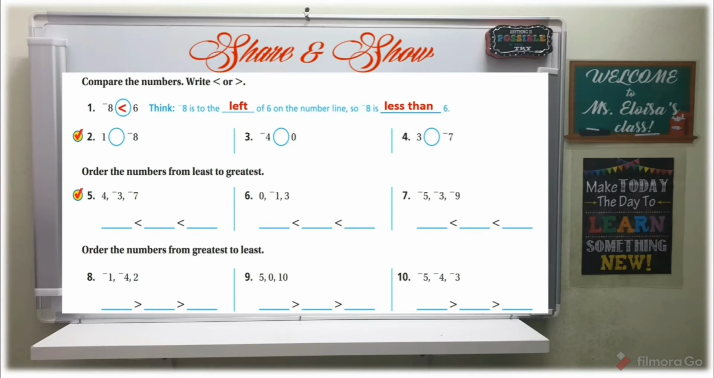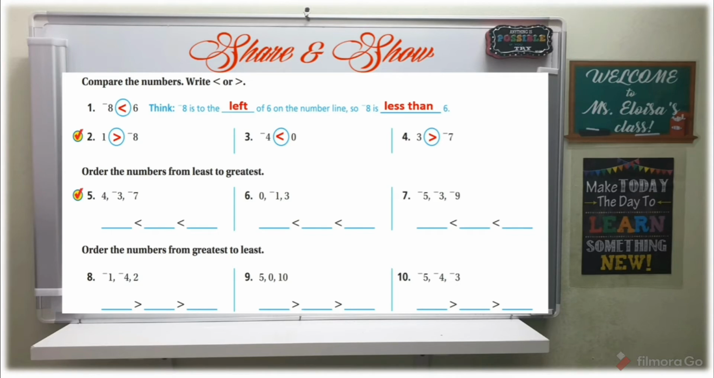Number 2, 1 is greater than negative 8. Number 3, negative 4 is less than 0. Number 4, 3 is greater than negative 7. Remember, positive numbers are greater than negative numbers. Negative numbers are less than positive numbers. And negative numbers are less than 0.